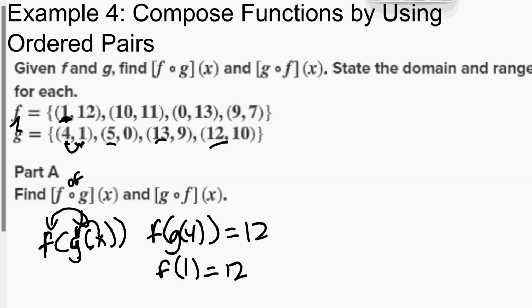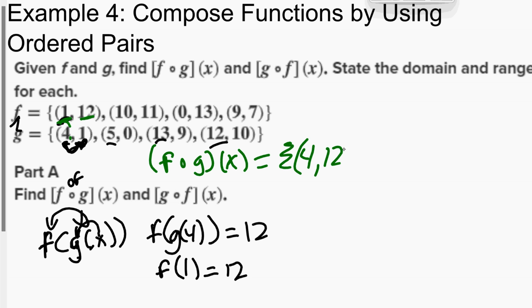I plug in 4 into g, I get 1 out, and then I take that 1 and I plug it into f, and I get 12 out. So f of g of 4 is 12. So I get this point for f of g of x. The first one is 4 for my x, and 12 is my y value.